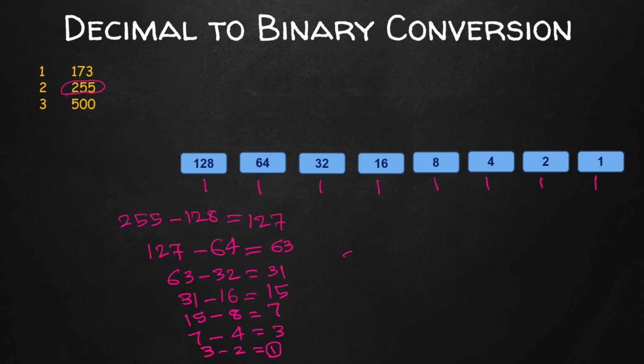So the decimal value of 255 is equal to 11111111. So this is the binary. The binary value of the decimal 255 is equal to 11111111. So this is how we convert the value of 255 into binary.